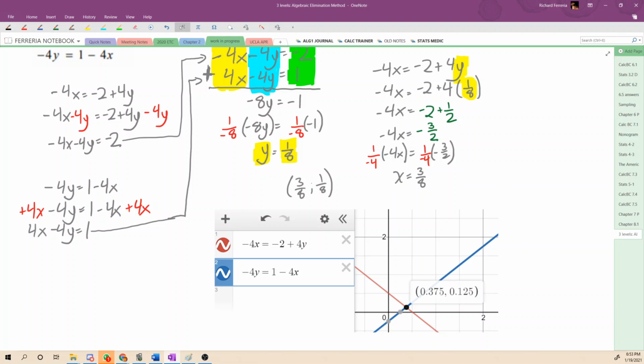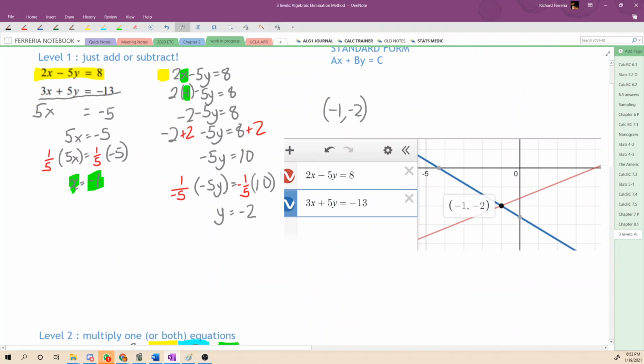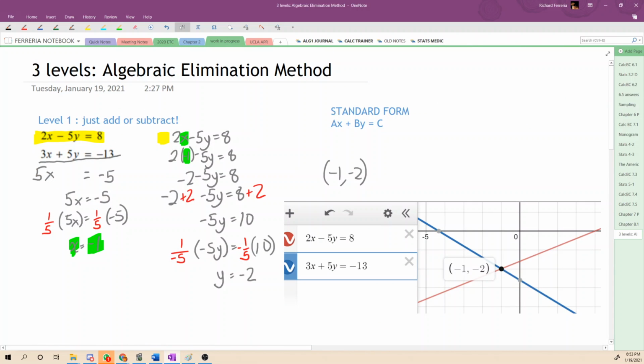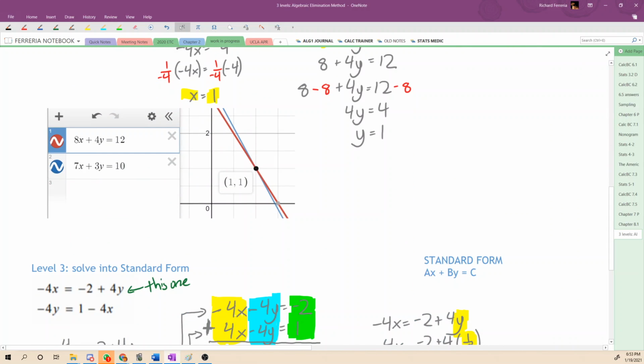So there you have it, 3 different levels of elimination method for solving a system of linear equations. Hopefully that's helpful to you, and good luck. Enjoy your algebra.